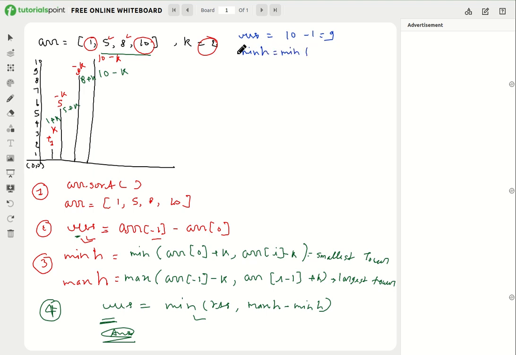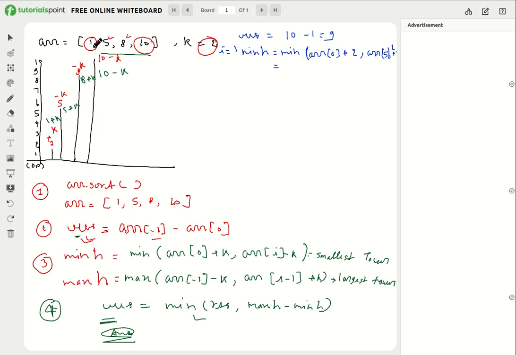When i is equal to 1, for the first iteration, we will calculate the minimum height, min of array of 0 plus 2, k is 2, and array of i, which is 1, 5, and array of 5 plus 2. Okay, then what is the array of 0?